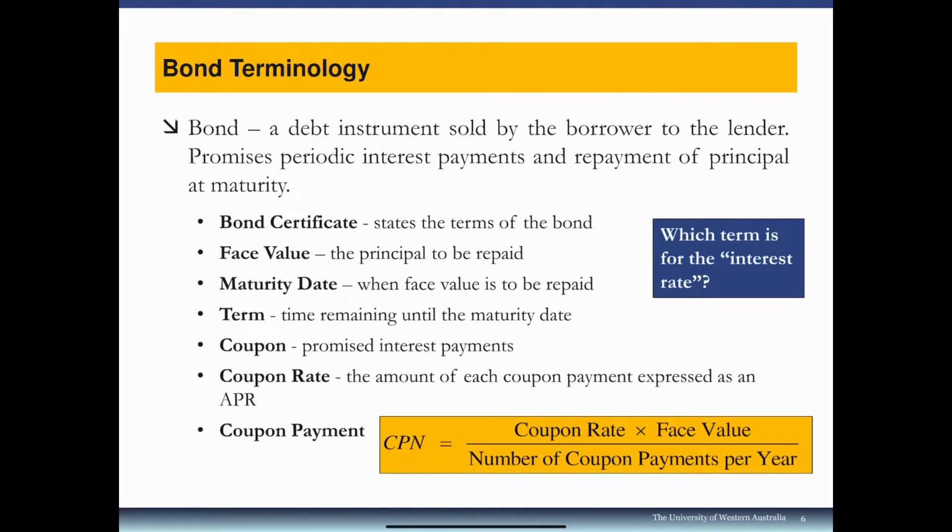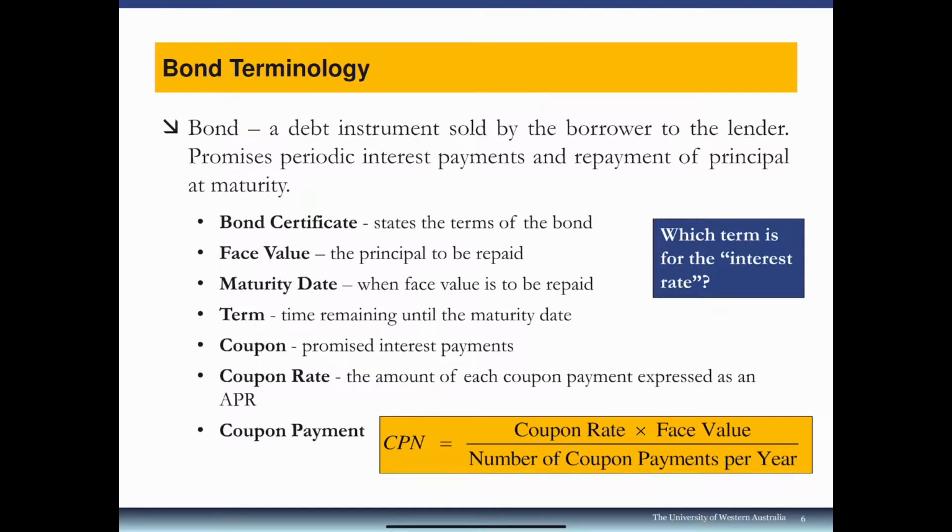So a bond is a debt instrument sold by a borrower to a lender. It promises periodic interest payments and repayment of principal at maturity, right? So from the definition, you can see how that's related to what we learned in week 4, because it promises periodic interest payments. Which means, what we learned about annuity. An annuity is a stream of cash flows that pays every period, right? And here in the bond study, each payment is almost always the same, right?